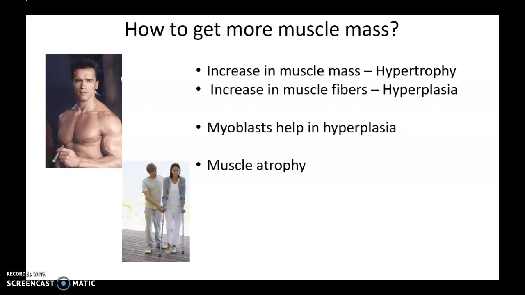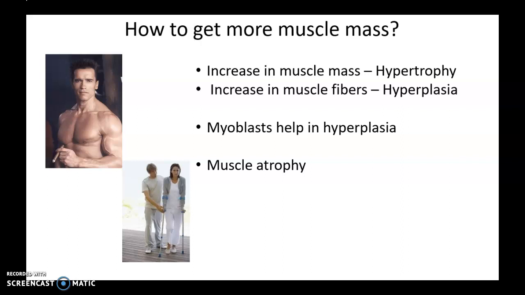All right, now how do you get more muscle mass? Well, you go to the gym and you increase your muscle mass, and that happens due to hypertrophy. That means the number of myofibrils and myofilaments increases. So actually the girth of the existing muscle cell increases. So that's hypertrophy. Hypertrophy means you have more myofibrils and myofilaments.